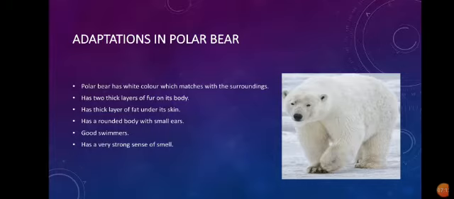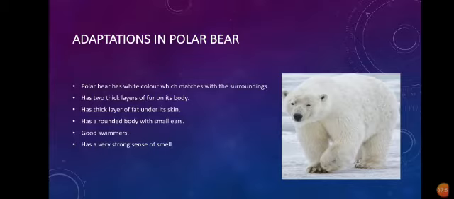Okay, number 2, they have got thick layers of fur on their body. Now what is the function of this fur? This fur protects the polar bear from extreme cold by preventing the loss of heat from its body. Thus, the thick layers of fur keep the polar bear warm in extremely cold climate by keeping the body heat in. Okay, now number 3 is what? The polar bear has got a thick layer of fat under its skin. What happens? This thick layer of fat insulates the body of the polar bear against heat loss and keeps it warm in cold climate.